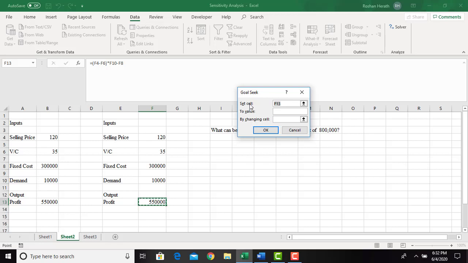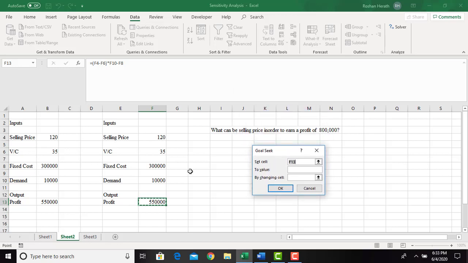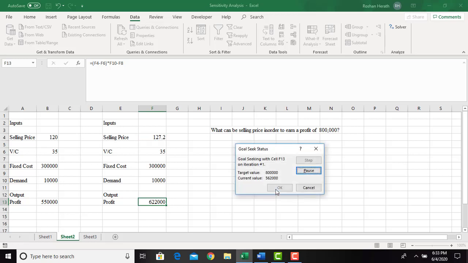Then you have to say set cell, and that is in fact going to be your output. What is your output? That is the profit. You want this profit to be 800,000, right? So therefore your output is profit. Then what is the value? The value must be 800,000. Then you want to achieve that by changing what? The changing cell. This is what we call the input cell. You want to change the selling price. Then say okay, that's it.